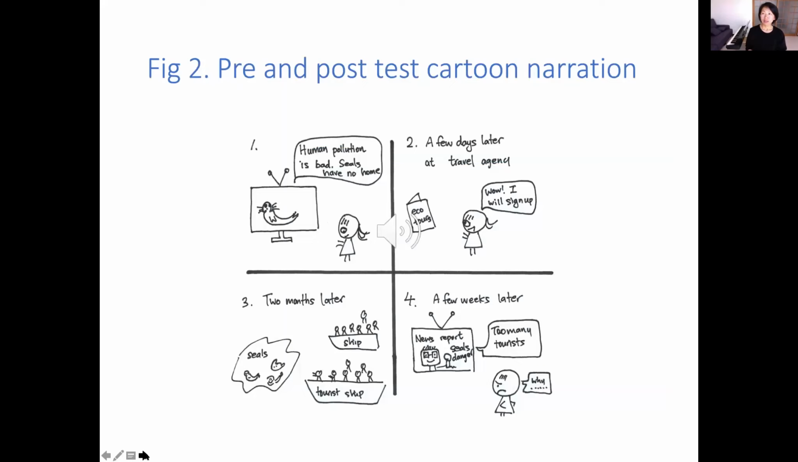This is the cartoon narration that I used in the pre-test, in the post-test, and then throughout the 7 weeks of intervention. All the participants did a different cartoon narration every week. This particular level is from the ACAN pre-level 1 speaking task. I'll play a little bit of one.